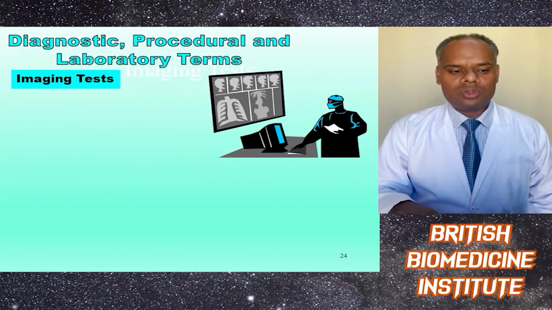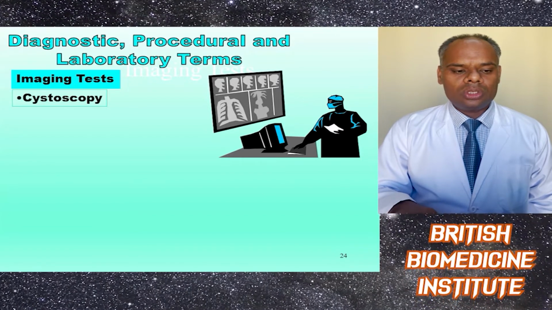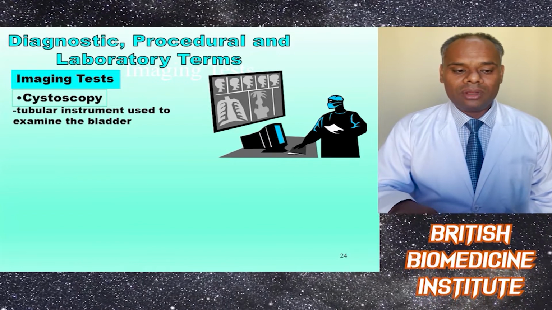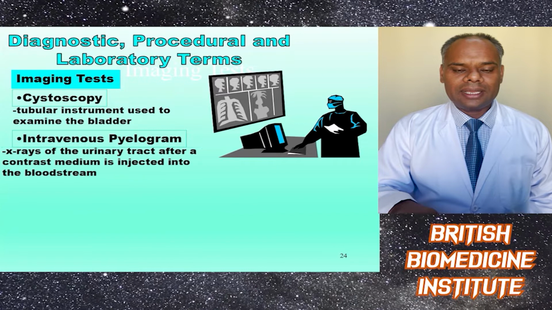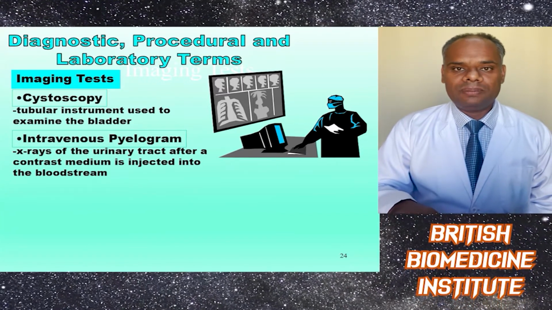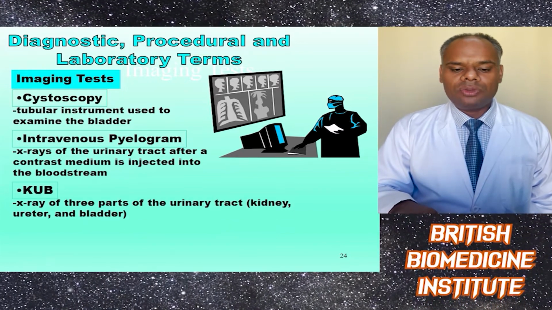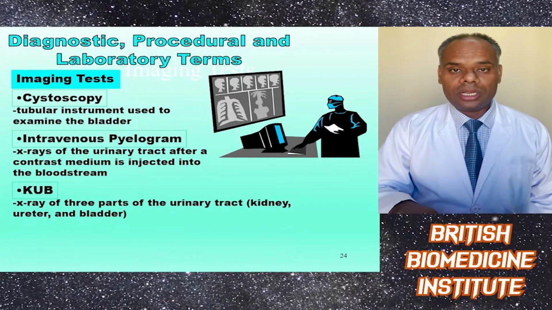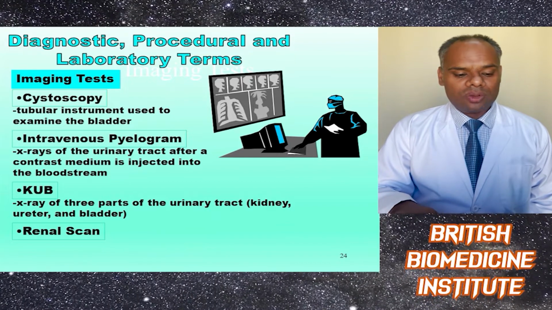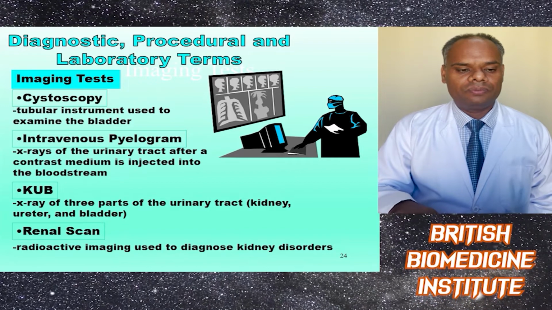Now comes the imaging test. It includes cystoscopy. It is basically a tubular instrument used to examine the bladder. And intravenous pyelogram, an X-ray of the urinary tract after a contrast medium is injected into the bloodstream. KUB. It is an X-ray of three parts of the urinary tract, basically your kidney, ureter and bladder. Renal scan. We can use radioactive imaging to identify kidney disorders.